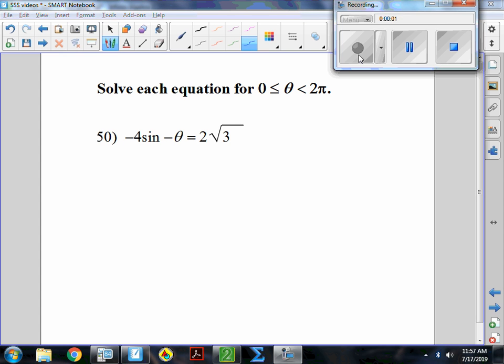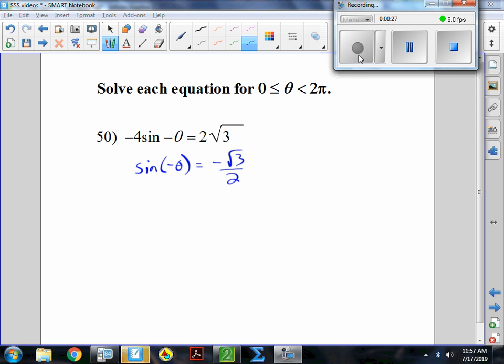Okay, number 50. Let's start by dividing by -4. So sine negative theta is going to equal -√3/2. -√3 divided by 2 is -0.866, something like that.